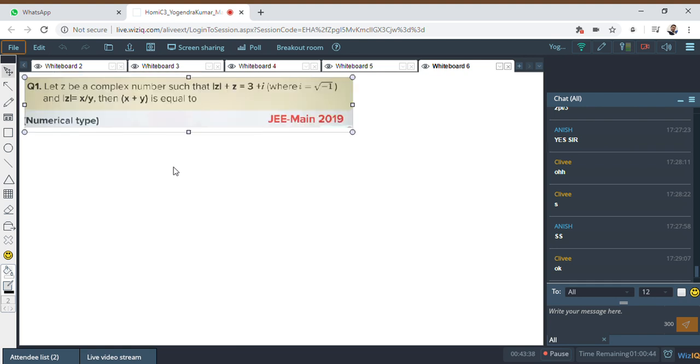Okay, do this. JEE Mains 2019 question. These are the latest questions only. Let z be a complex number such that mod z plus z is equal to 3 plus iota, and z is equal to x plus iy. Then x plus y is equal to what? Do it.